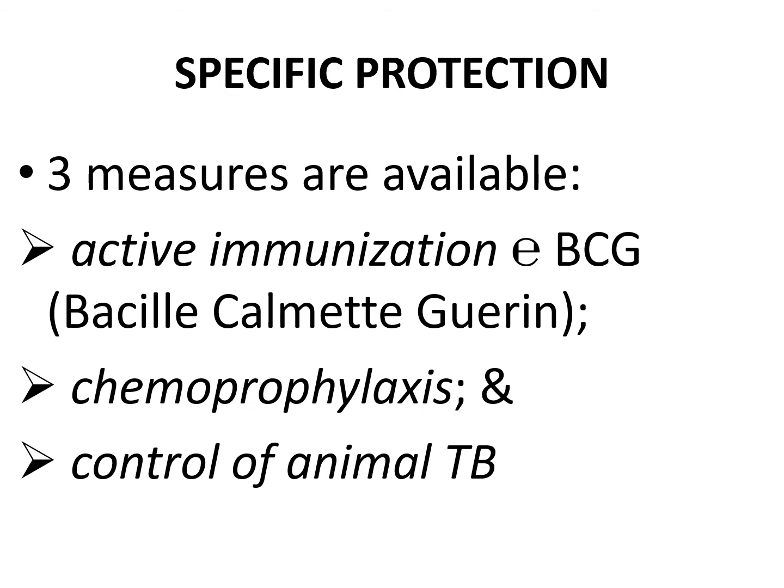Active immunization with BCG, Bacille Calmette-Guerin. BCG is an abbreviation of Bacille Calmette-Guerin. Bacille means bacillus. Calmette and Guerin are 2 scientists who made this vaccine. Then chemoprophylaxis and control of animal TB.